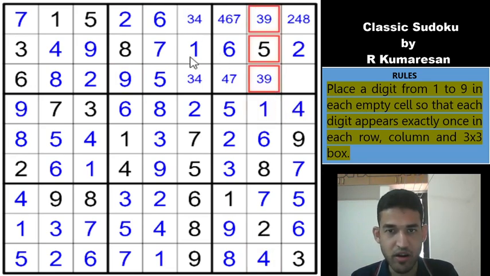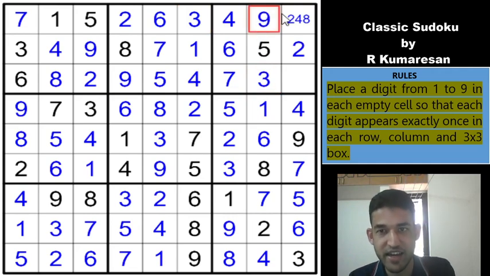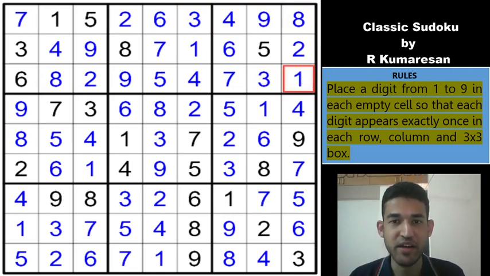So let me remove the corner pencil mark. So 3, 4, 3, 9. And this cell is not a 6, this is a 4 and 7. Okay, 7 is here, which means that this is a 7, this is a 4, this is a 4, this is a 3, this is a 3, this is a 9, and remaining digits are 1 and 8. 8 is here, so this is 8 and this is 1. And with that we have completed this classic Sudoku by Kumaresan.